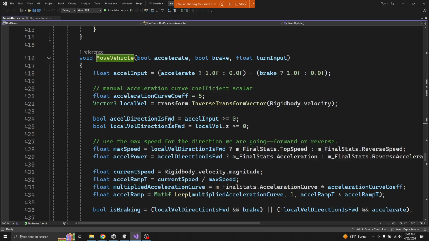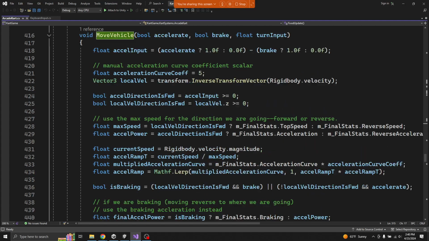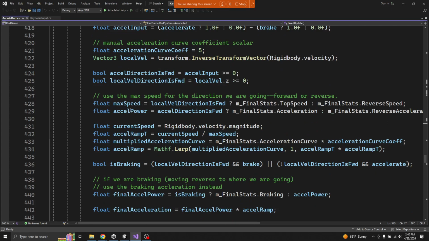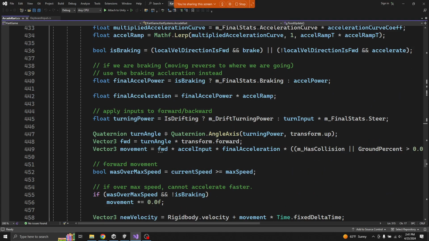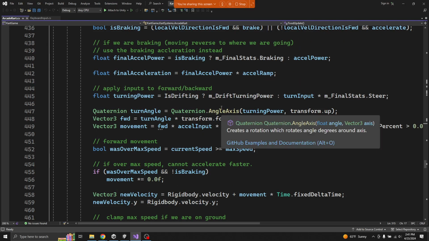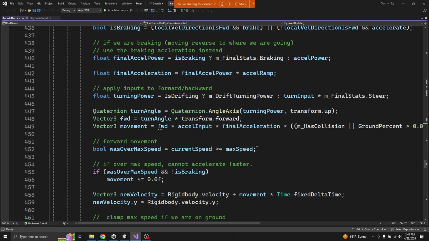We're figuring out, are we moving forward? Are we going backward? How much force if we're going forward or backward? What's our acceleration power, max speed, if we're going over max speed, if we're braking. So it's definitely figuring out a lot of what is the current state of this kart in physics. And let's see, how much turning power is happening? Should we be entering into a drift? How much of our turning angle is currently happening?